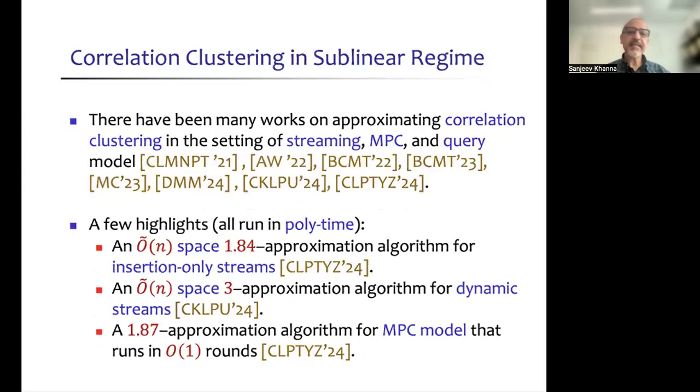Just like the classical setting, there has been a huge body of work on approximating correlation clustering in the sublinear setting, especially in the past few years. Let me just mention a few highlight results. In insertion-only streams, it is now known that n polylog space suffices to get a 1.84 approximation. In dynamic streams, n polylog space suffices to get a 3 approximation. And in the MPC model, we can get a 1.87 approximation in a constant number of rounds.